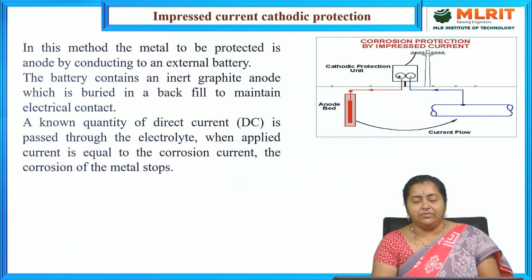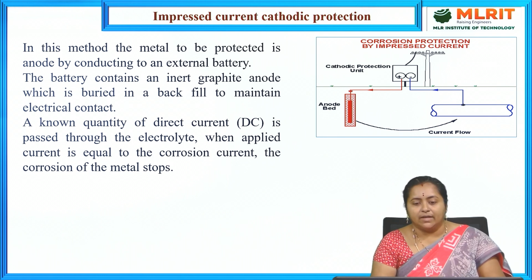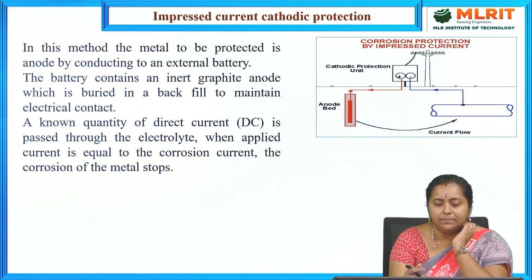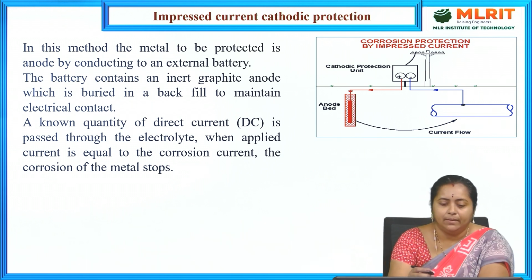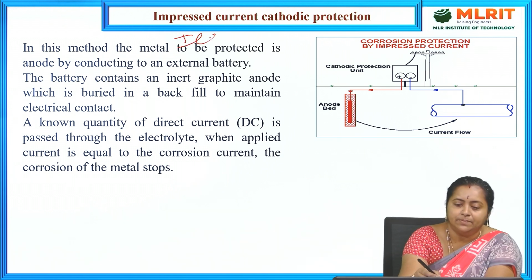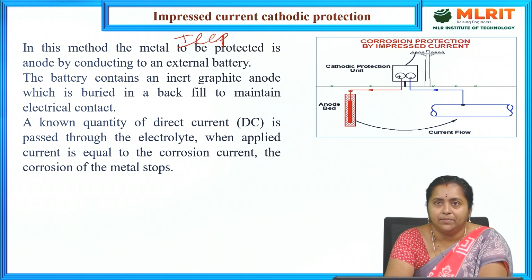So for rectifying such drawbacks, one more method is implemented in cathodic protection, that is the impressed current cathodic protection method. Impressed current cathodic protection method, that is ICCP.